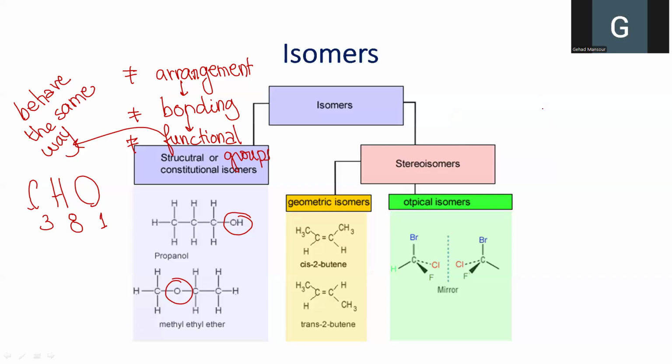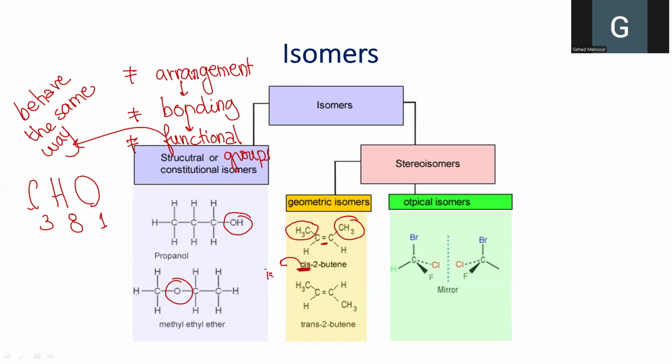Now, on the other hand, in stereoisomers, you can see here cis-2-butene and trans-2-butene. They are isomers because they have the same molecular formula. You can see here that CH3, or the methyl group, is present on the same side of the double bond. That's why it is the cis isomer.